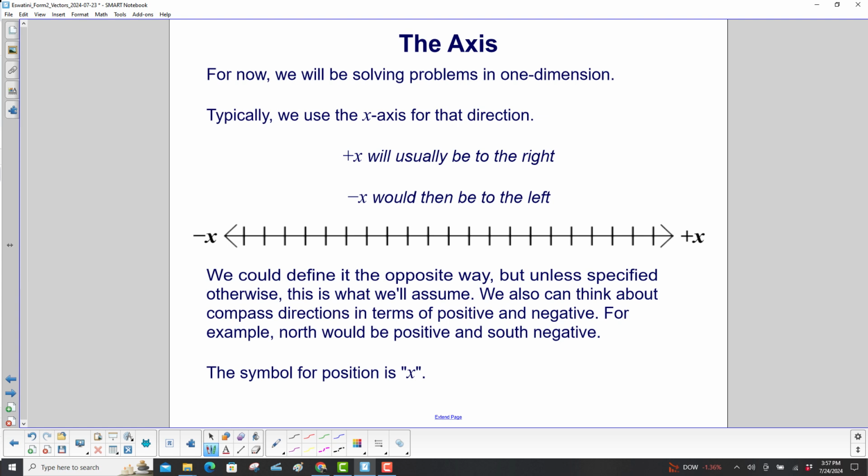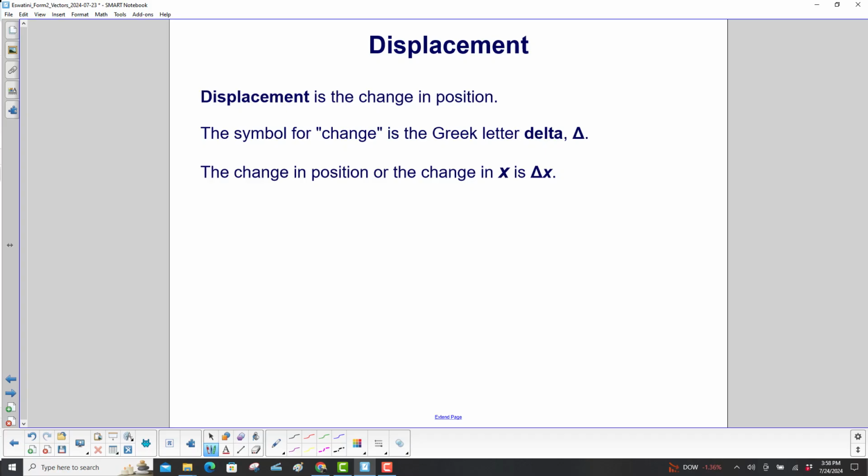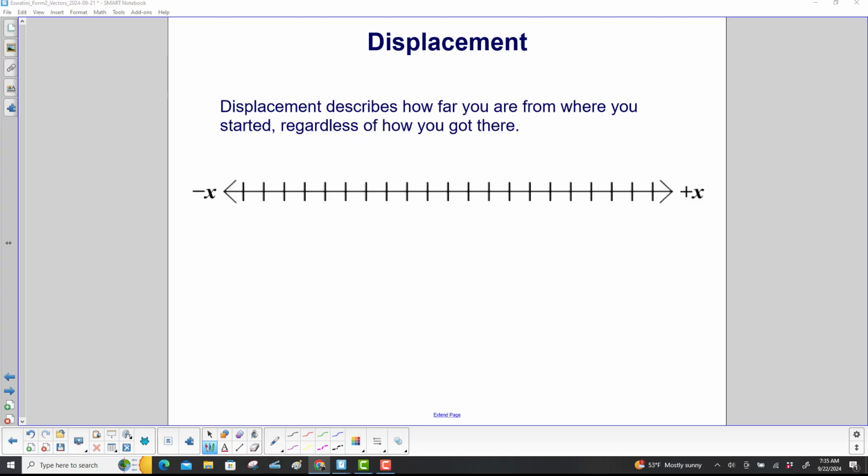The symbol for position is x. Displacement is the change in position. The symbol for change is the Greek letter delta, this shape right here. The change in position, or the change in x, is delta x. Displacement describes how far you are from where you started, regardless of how you got there.